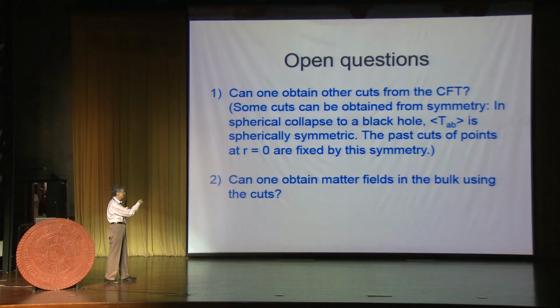So we'd like to do a lot better. Can you obtain matter fields in the bulk using these cuts? We have some ideas on how to do that. This is work in progress.